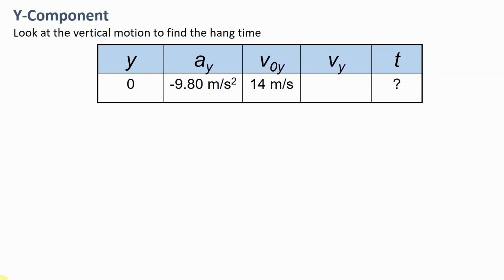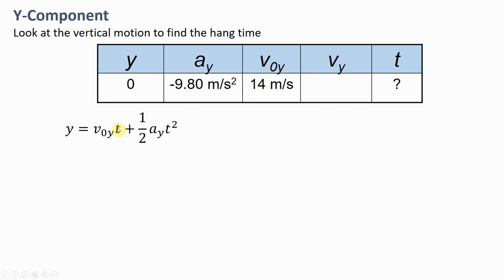Now we can look at the vertical motion to find how long the ball's in the air. There's lots of different ways to solve this problem, but one way that we can approach this is to say, at what time t is the ball back on the ground? So once the ball hits the ground, its height, y, is 0, and I still have my acceleration and my initial velocity, and that gives me enough information that I could solve for time. So now I go back to my list of my big four kinematics equations, and I find the one that has these four variables in it. So let's choose this one.